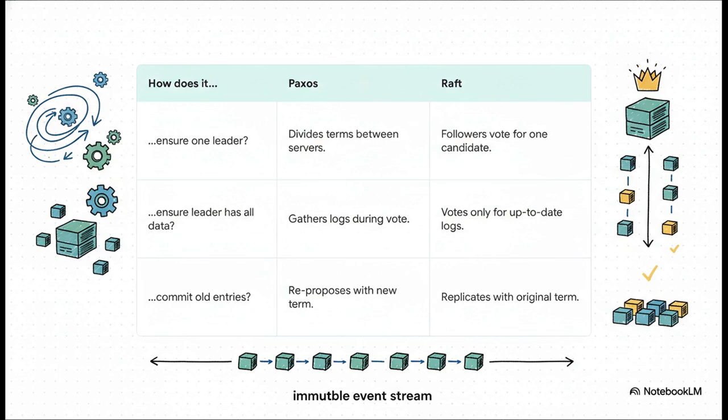Paxos is a bit more flexible. It lets any server try to become the leader, but then that new leader has to do a whole bunch of extra work to catch its own log up before it can do anything.